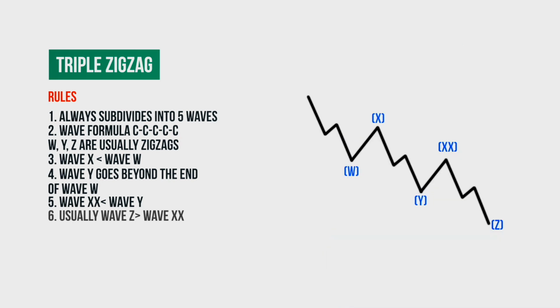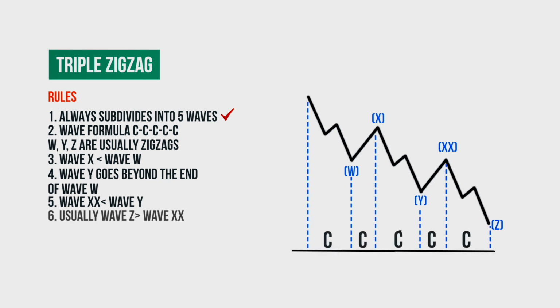First, a descending triple zigzag also consists of 5 subwaves and is denoted by the letters W, X, Y, XX, Z. The internal structure of the descending triple zigzag is the same. All waves develop in the corrective mode, and W, Y, and Z most often take the form of simple single zigzags. However, sometimes these waves themselves can take the form of double or triple zigzags.